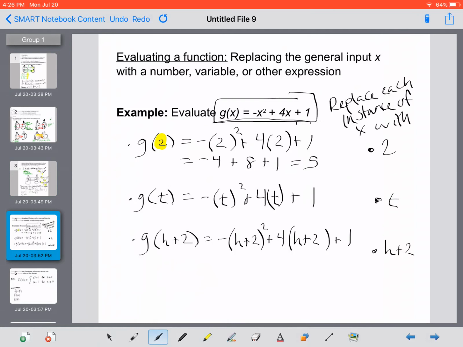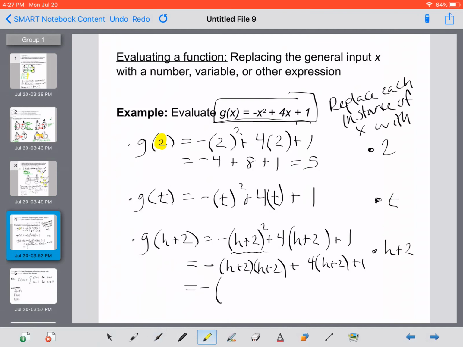Now, it might be useful to us, depending on the context, to simplify this expression even further. To do that, I would need to use the distributive property twice here. First of all, leave the negative on the outside alone and square h plus 2 first. So this is -(h plus 2)(h plus 2) plus 4 times (h plus 2) plus 1. That's going to give me, when I distribute this out here, use FOIL, use the distributive property. Inside the parentheses, you'll have h² plus 4h plus 4.